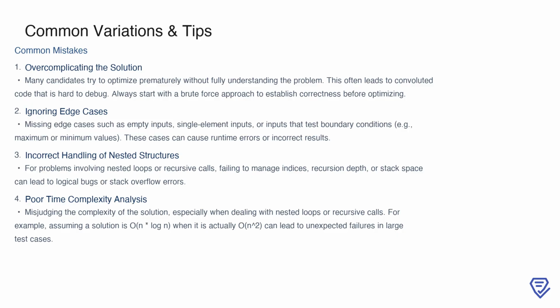Another common mistake is ignoring edge cases. Scenarios like empty inputs, single-element inputs, or boundary conditions such as maximum or minimum values are crucial to consider. Overlooking these can cause runtime errors or incorrect results. Additionally, when dealing with nested structures, such as recursive calls or multiple loops, it's vital to carefully manage indices, recursion depth, and stack space. Mismanagement here can lead to logical bugs or even stack overflow errors.